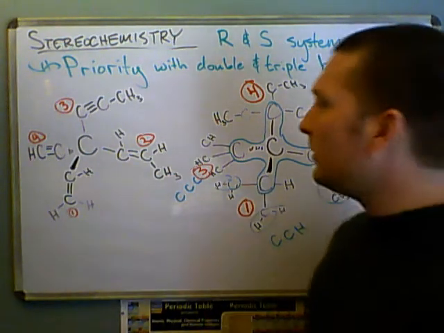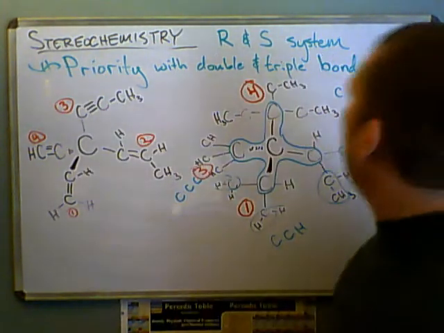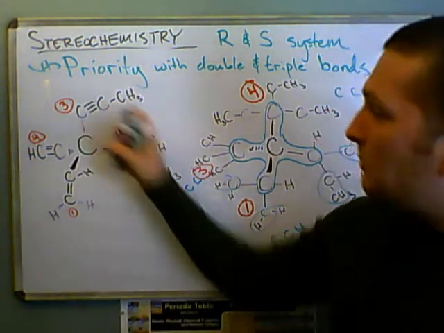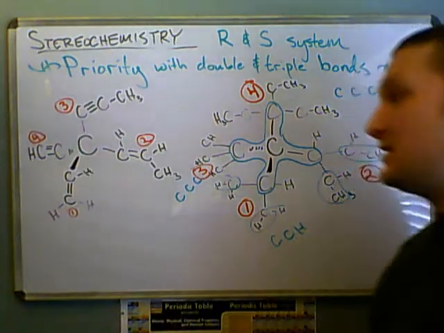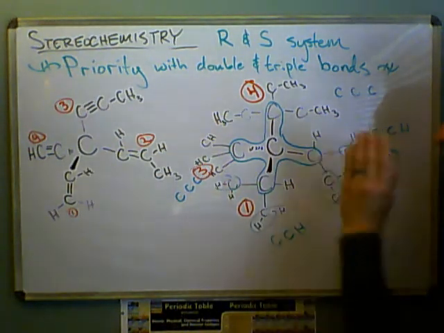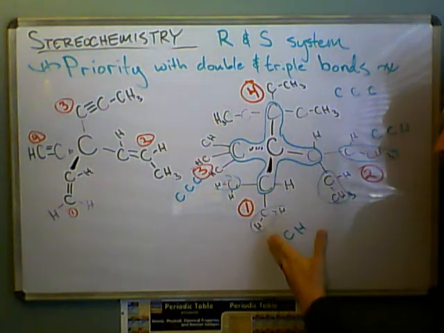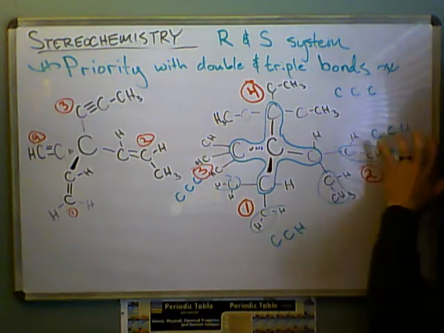So this is how you do double and triple bonds when you have some kind of monster like this. It's best to just draw it all out and then go through, look for points of difference, and then just count up which one is heavier.